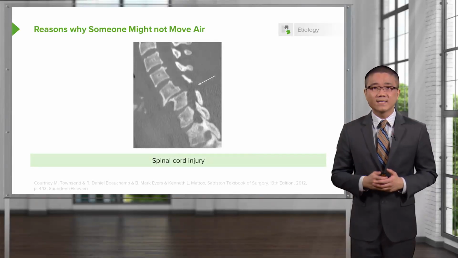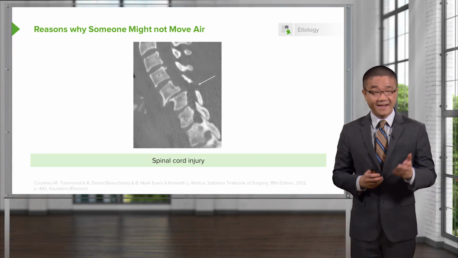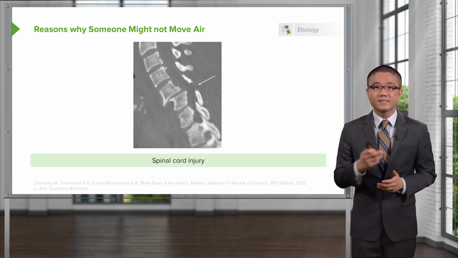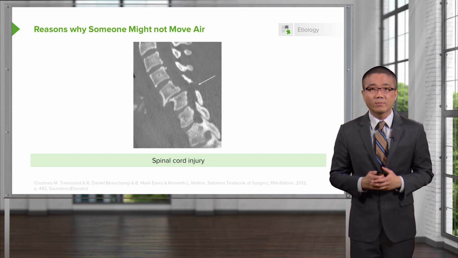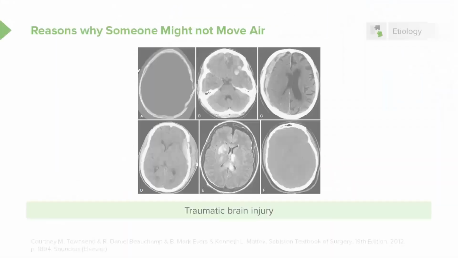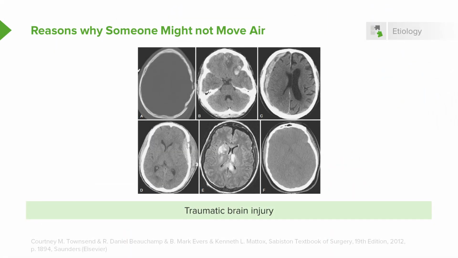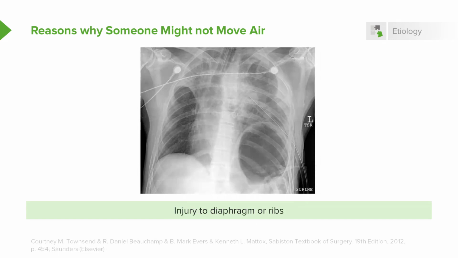What are some reasons why someone might not be moving air despite having an intact airway? For example, a very high spinal cord injury can render the diaphragm paralyzed. Somebody who has significant traumatic brain injury may be comatose or have their respiratory centers damaged. Injury to the diaphragm or the ribs can significantly alter the patient's ability to move air.